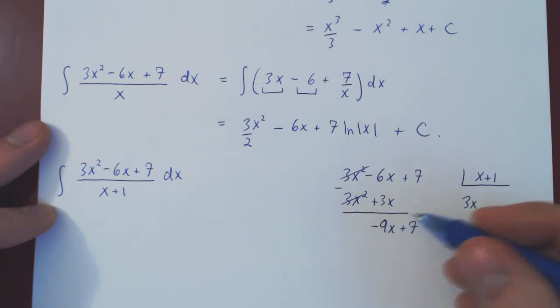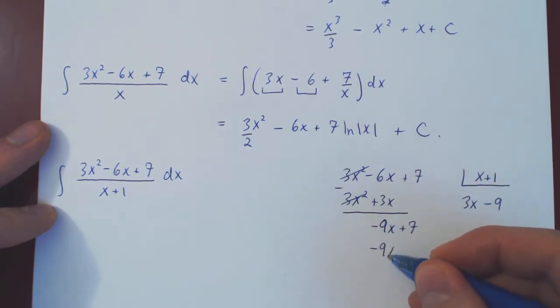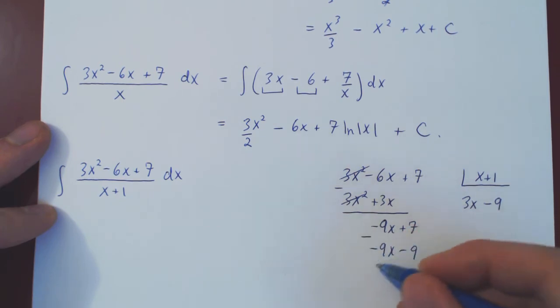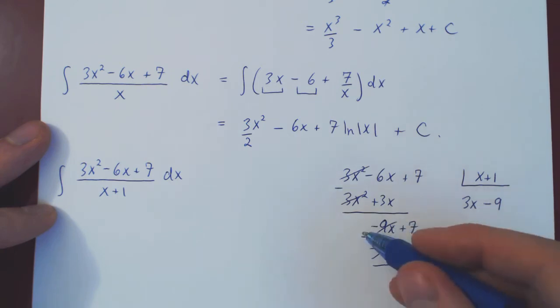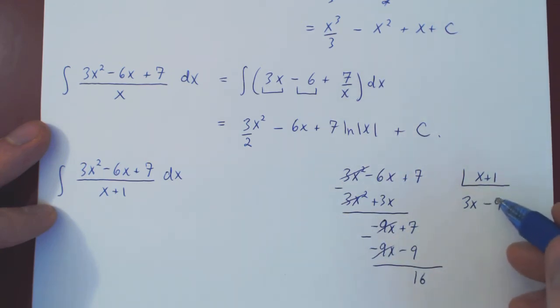What times x is negative 9x? Negative 9, multiply across, negative 9x, negative 9. Subtract, negative 9x minus itself is 0, cancels. 7 minus negative 9, 7 plus 9, 16. So now we have our quotient and our remainder.